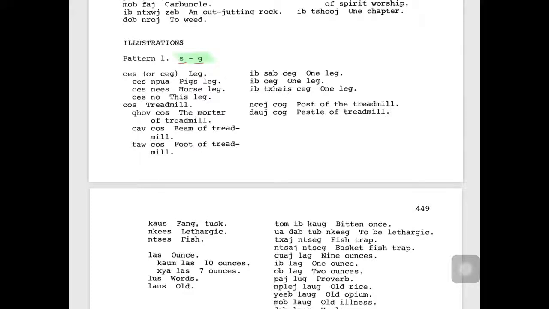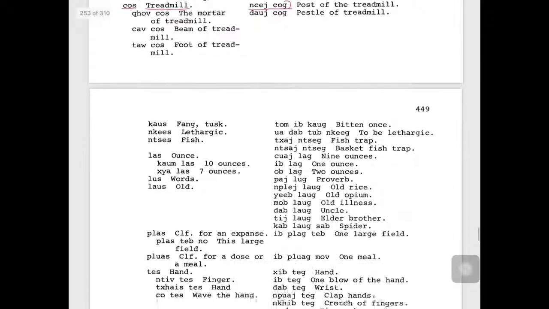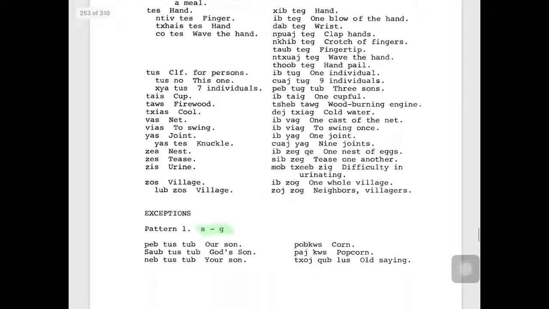So here we have jaw, which means treadmill, not a treadmill for running on, but it's a treadmill that treads or crushes different types of grains like corn and rice, etc. Jaw is an S tone, but if you put the word J before it, it becomes J, jaw. It changes that S tone to a G tone, like you can see in the illustration there. And there's plenty of examples.